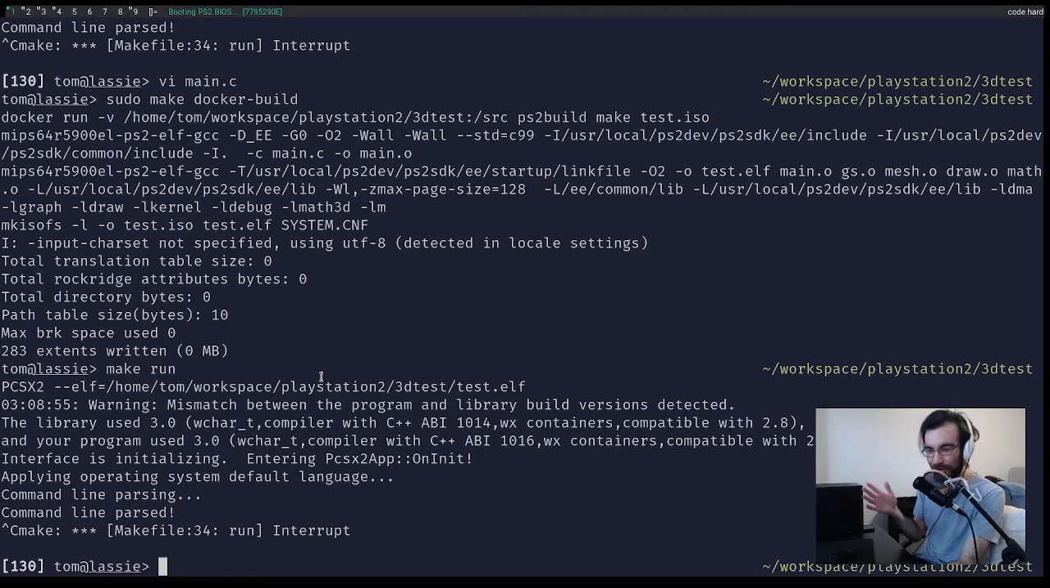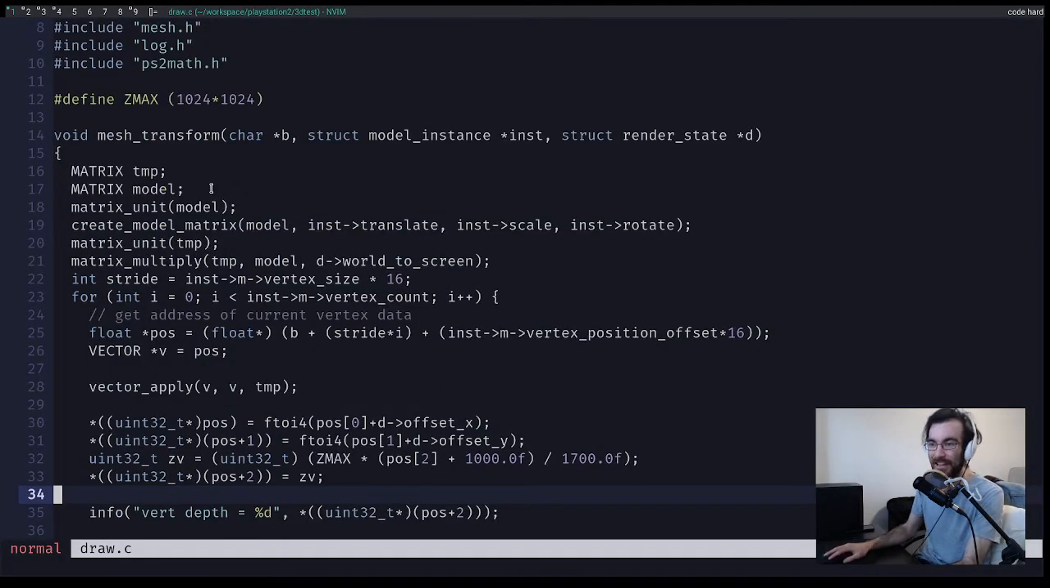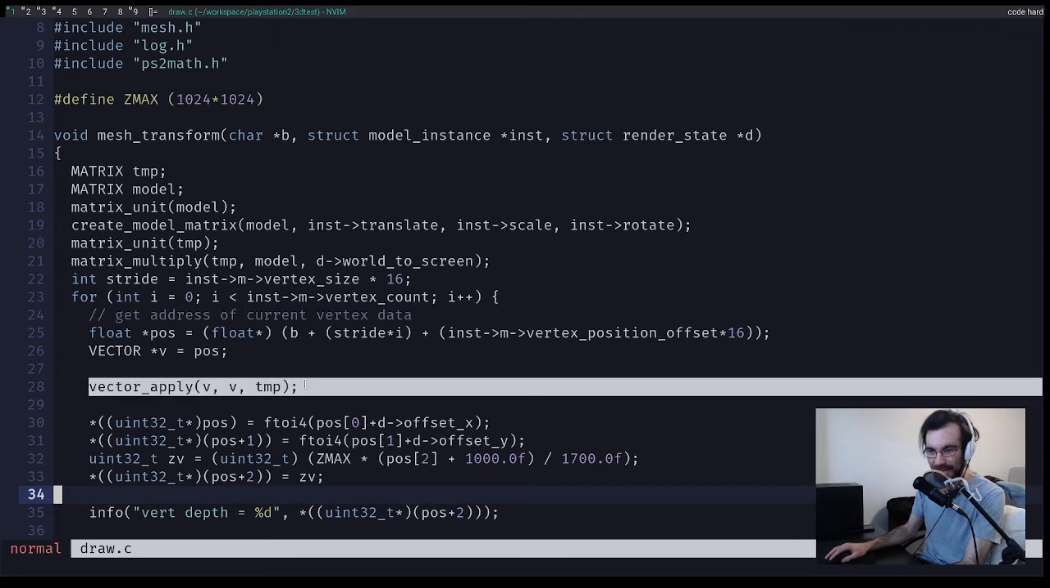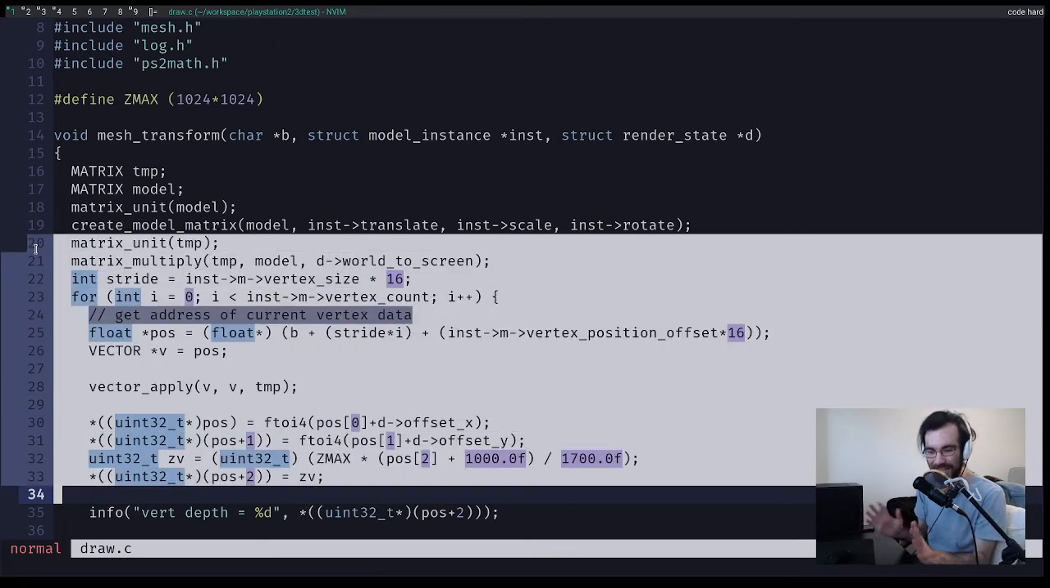So the goal is, the only part of this that's actually gonna change when I go to the VUs is this function, right? I'm gonna do this multiply on the vector unit, and then the apply, the multiplying a vector by a matrix, and then this conversion. This is the only part that's actually going to happen on a vector unit.